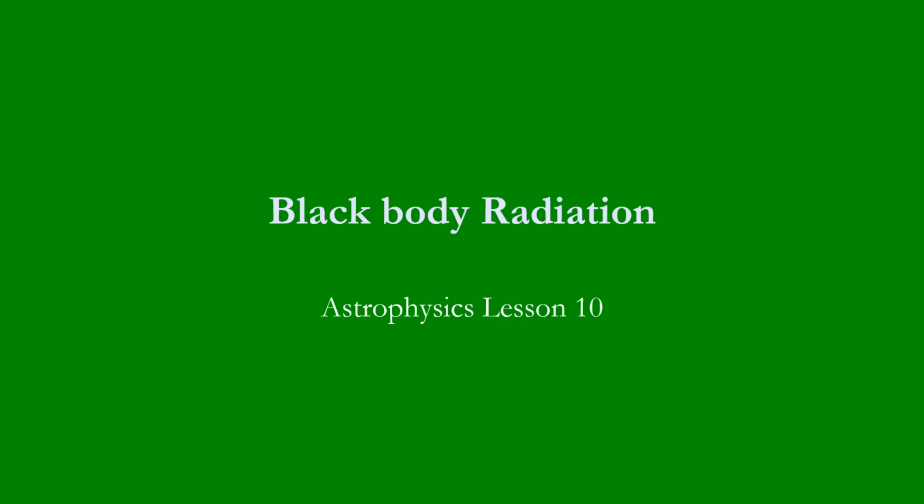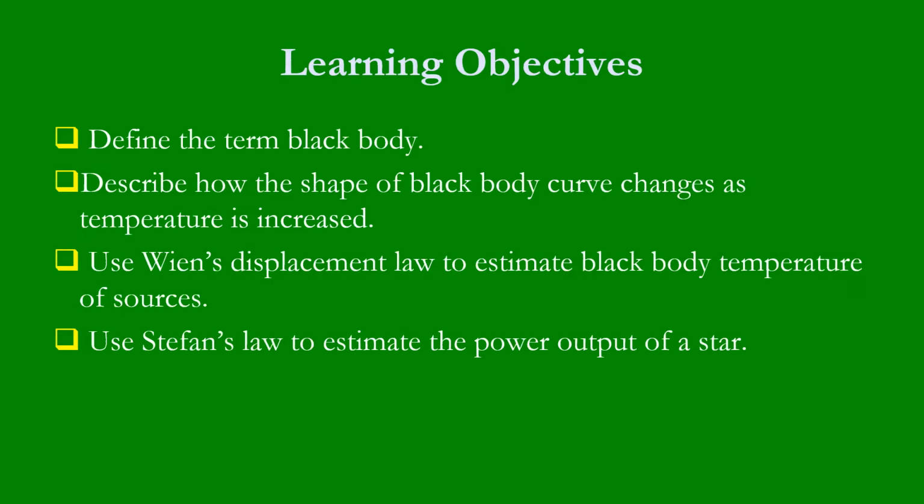We are looking at blackbody radiation. There are four objectives for today's session: define the term blackbody, describe how the shape of a blackbody curve changes as temperature is increased, use Wien's displacement law to estimate blackbody temperature of sources, and use Stefan's law to estimate the power output of a star.